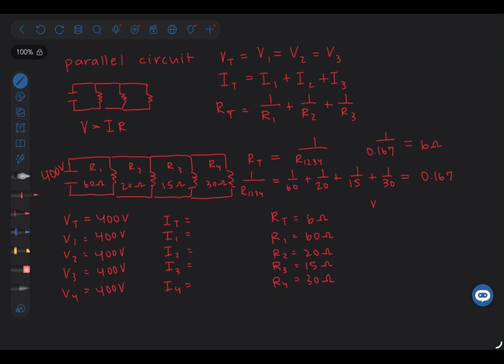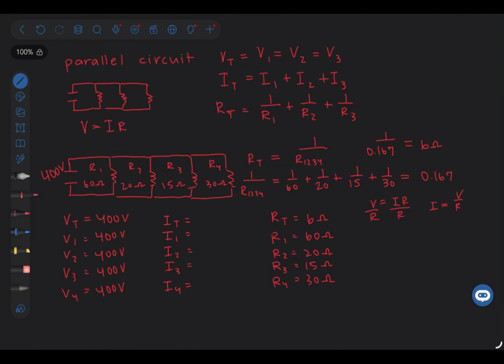So we have V equals IR, and we want to find I, so we'll divide by R, and we'll get I equals V over R. So we're just going to do that for each one. So to find I, we're going to do 400 divided by 6, we're going to do 400 divided by 60, and so on.